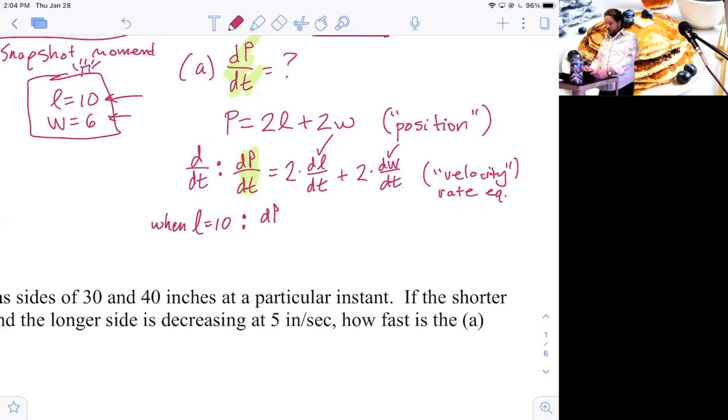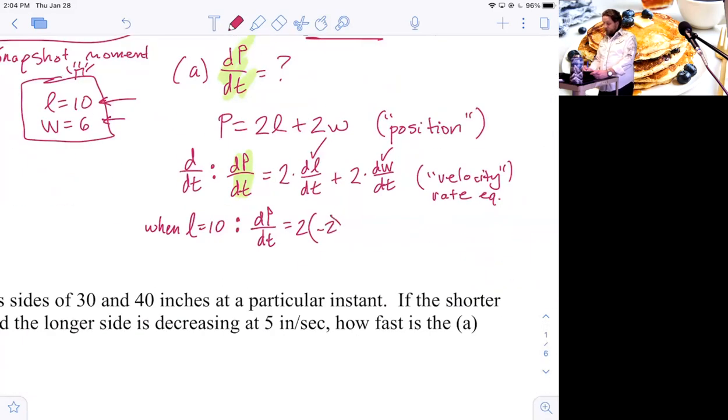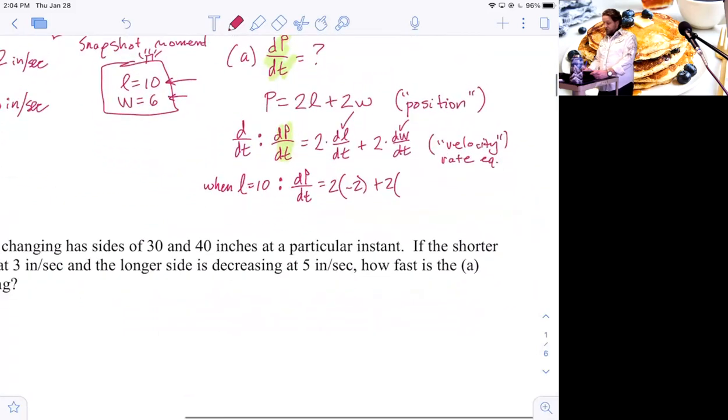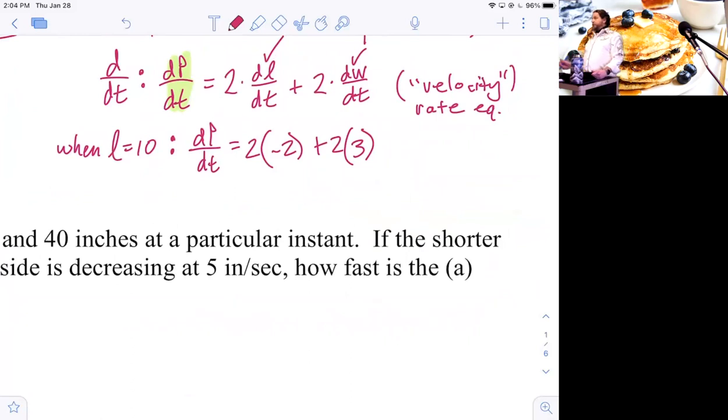I get dP/dt, which is what I'm looking for, equals 2 times dL/dt, which is negative 2, plus 2 times dW/dt, which is 3. And on a free response, you could stop there if you put units. I'm going to keep going. That's negative 4 plus 6. That's 2. Now the units, notice Leibniz notation.